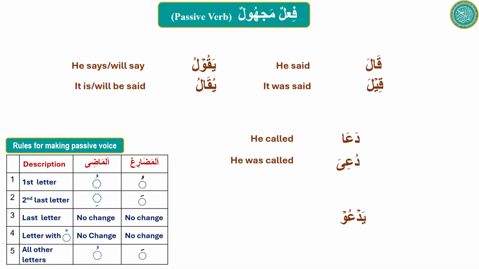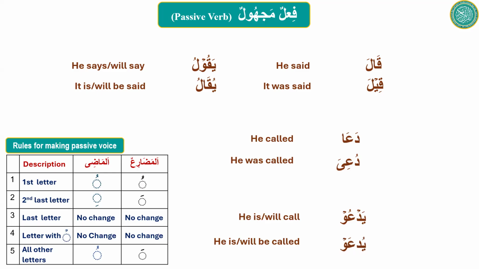Let's look at the passive voice form of this. So the mudari form. Yad'u. Yad'u means he is or will call. I want to say he is or he will be called. If I use that, then ya, what will ya get in mudari now? Dhamma. What will ain get? Second last letter, get a fatha. What will waw get at the end? It will remain the same.